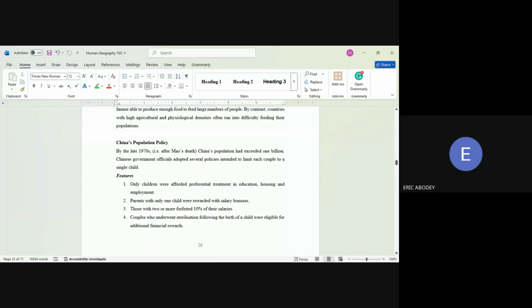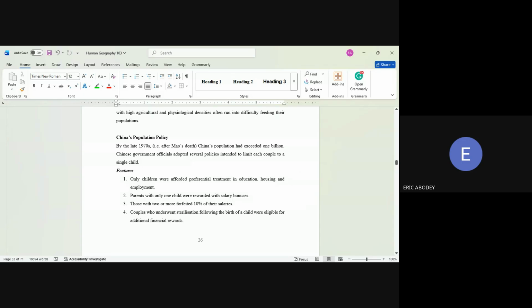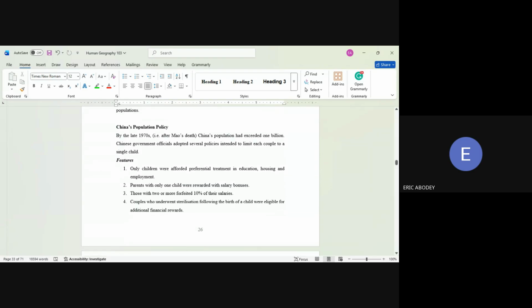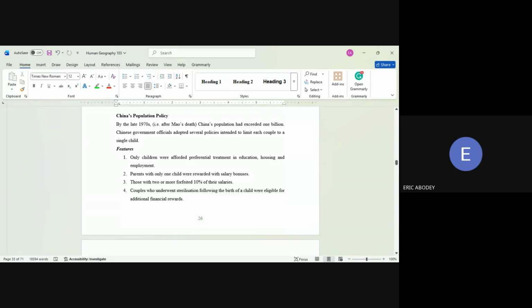China's population. By the late 1970s, after the death of Mao Zedong, anytime you hear who made that assertion that every stomach is attached with 2 hands, it is the Chinese leader called Mao Zedong. Keep that. One day it will be of importance to you. So after his death, Chinese government officials adopted several policies. Those guys were poor. It was recently that technology helped the Chinese and they have become a household name.